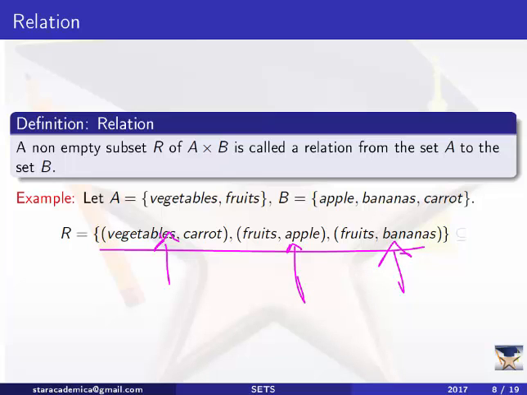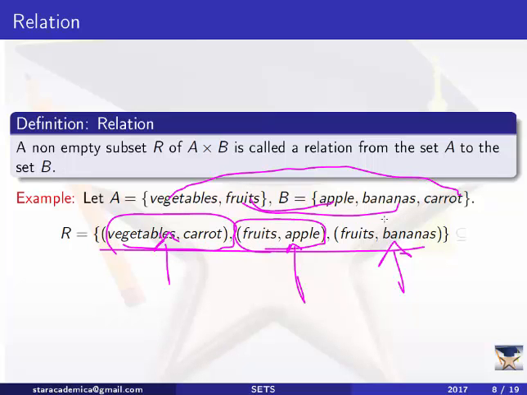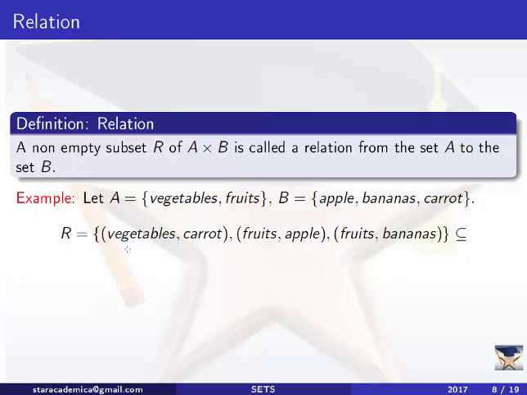And you see vegetables is related to carrot. Here we go, this is a tuple. And fruits with apple and fruits with bananas. Actually, this makes sense from a real life situation, because carrot is a vegetable, apple is a fruit, and bananas is a fruit. Okay, we'll see more in the future.